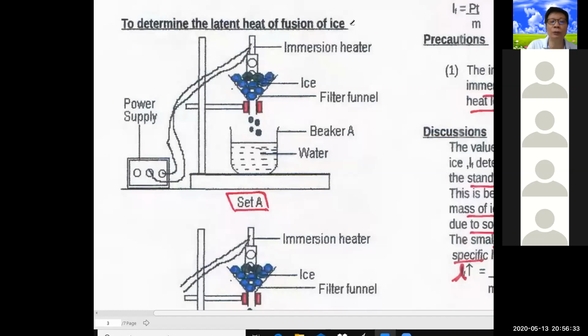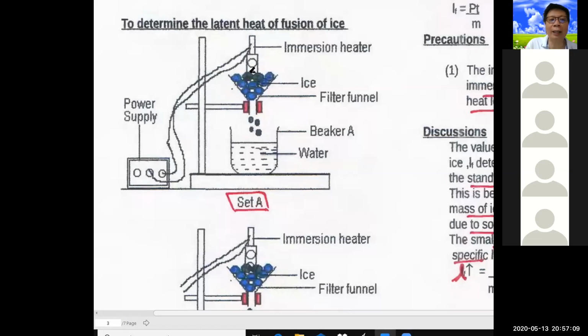You use a filter funnel, put a little bit of ice, then this is a heater. The method of putting the heater like this is not correct, you know. Then this is connected to a power supply. You see the heater heats up and the ice melts, so the ice changes to water and the water drips down, collected in the beaker here. But we are not going to wait until all the ice melts. No, we don't do that.